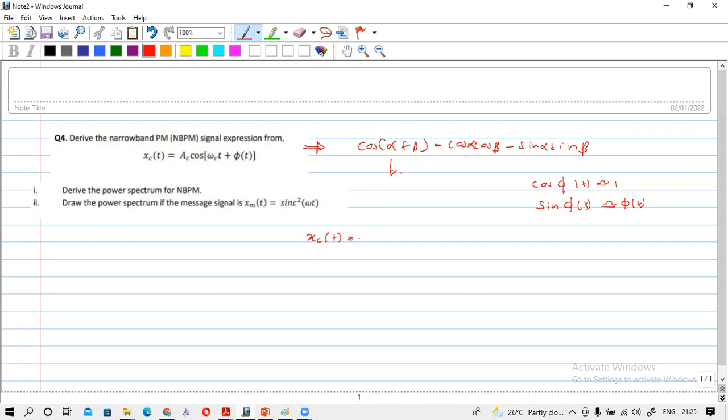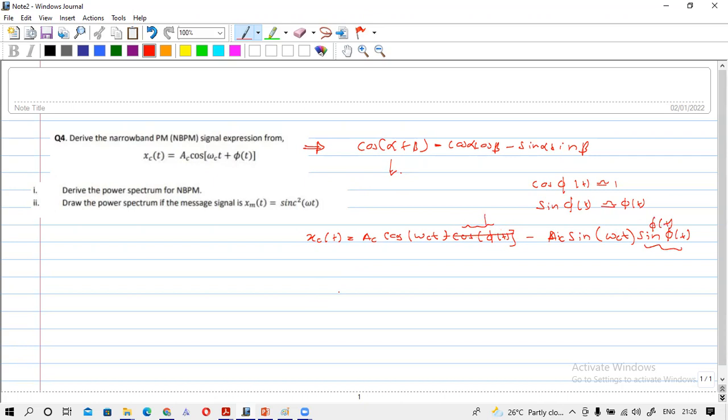x_c(t) equal A_C cos omega_c t plus cos omega_c t cos phi(t). So you can see that this is a function of a function, minus A_C sin omega_c t sin phi(t). Okay, so this is equal to phi(t) and this is equal to 1.